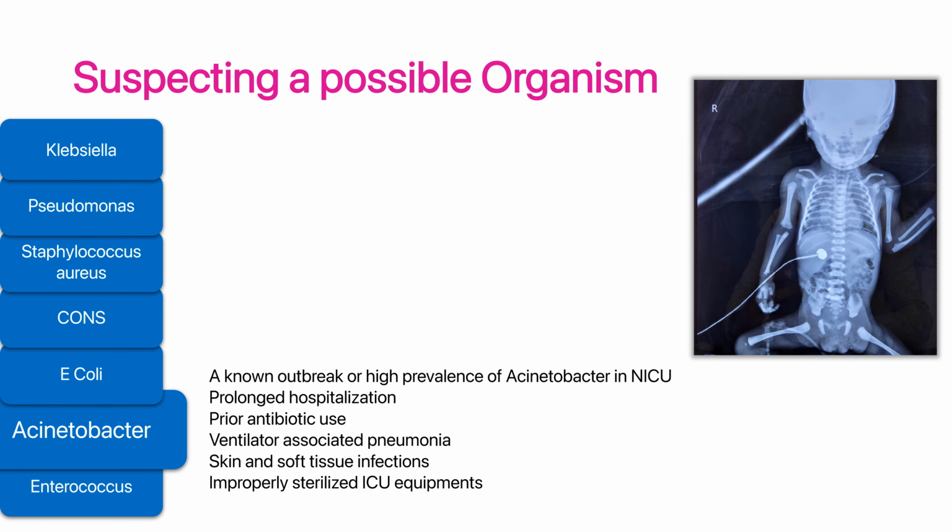When do we suspect Acinetobacter? If we have a known outbreak or high prevalence of Acinetobacter in the neonatal ICUs, just like we are seeing recently that in most of the neonatal ICUs in the country and all over the world, more and more isolation of organisms have been revealing Acinetobacter infections. So if in a particular neonatal ICU or in a particular hospital setup, it has been seen that most of the organisms isolated are Acinetobacter only, then we have to suspect Acinetobacter in that setup because it is probably hospital acquired.